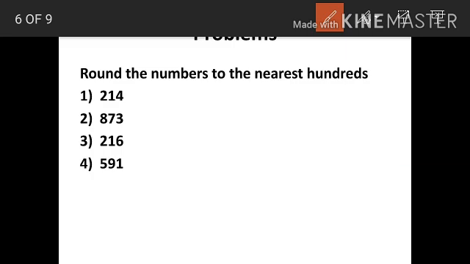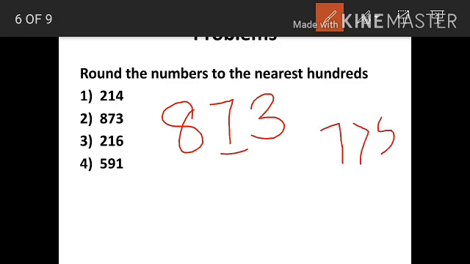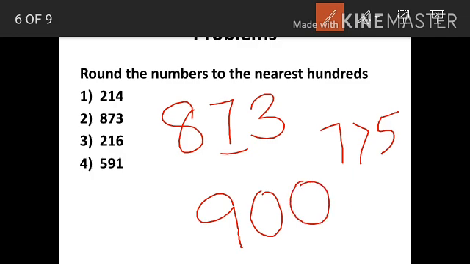Now, the next example is 873. We have 7 in the tens place. So we know that 7 is greater than 5. So we will add 1 to the hundreds digit. When we add 1 to the hundreds place, we get the answer as 9. And then we have to put zeros in the tens and ones place. So we'll put 0 in the tens and ones place. So when we are rounding 873 to the nearest hundred, we get the answer as 900.